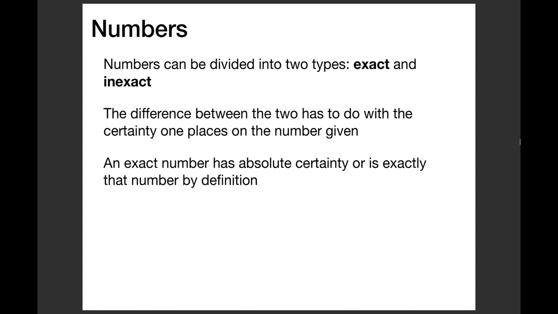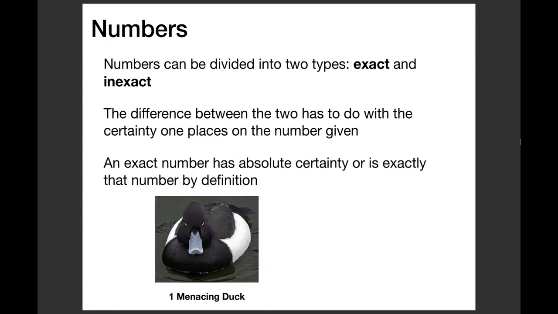An exact number is something you have absolute certainty of, either because it is a counting number or because it is something that you've defined as being exactly that number. For example, in this picture, we have exactly one duck staring at us with what is obviously evil intent. We can count the number of ducks in this picture, and we know for a fact that there is exactly one duck.